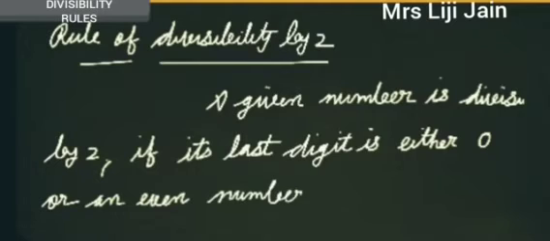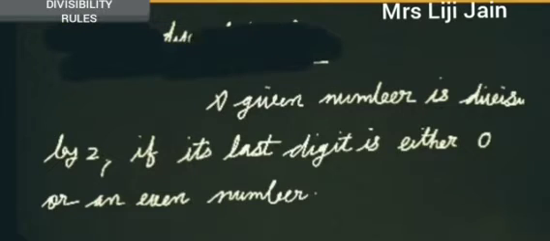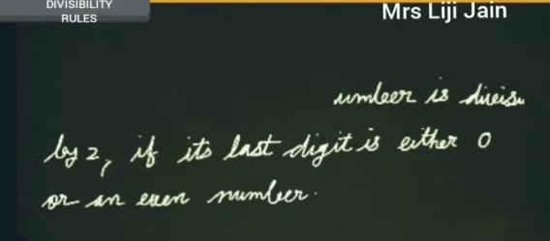So, what about the number 35? Is 35 divisible by 2? No. Why? The last digit is 5, an odd number, so it is not divisible by 2, isn't it? Yes. Write down the examples. Example, number 234. Is it divisible by 2? Yes. Why? In 234, what is the last digit? 4. And 4 is an even number, isn't it? Okay, please write down the examples.